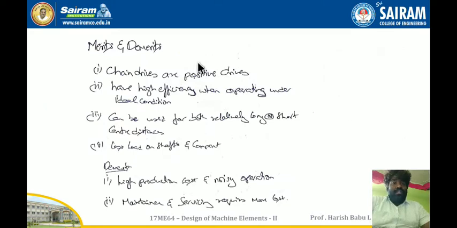So what are the merits you're going to get? The chain drive is a positive drive, so there won't be any slippage. They are highly efficient when operating under ideal conditions. They can be used for both relatively long or short center distances, whereas among belt drives, flat belts can be used for longer distances and for short distances we use V belts. Less load on the shaft and the design will be compact.